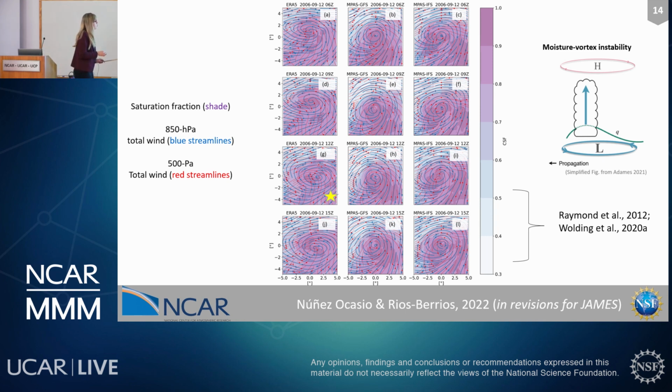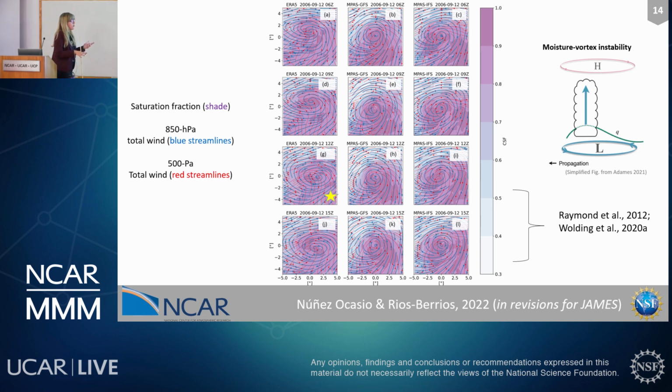So here I am showing you, in shading, column saturation fraction. This is a bird's-eye view, a wave-relative centered view, where the blue streamlines are the 850 hectopascal total wind, and the red streamlines are the 500 hectopascal total winds. Time is increasing downward. The first column is ERA5, the second column is MPAS GFS, and the third column is MPAS IFS.